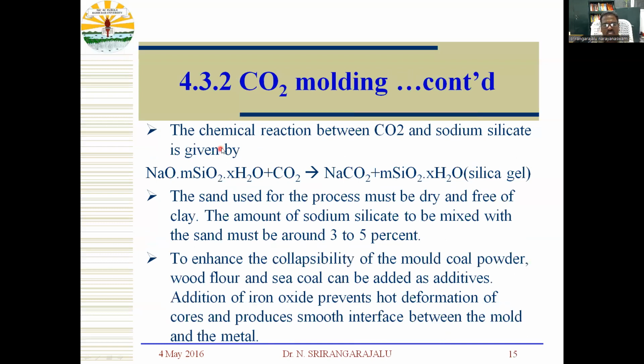The chemical reaction between carbon dioxide and sodium silicate is given by this formula. The sand used for the process must be dry and free of clay. The amount of sodium silicate mixed with the sand must be around 3 to 5%. To enhance the collapsibility of the mold, coal powder, wood flour, and sea coal can be added as additives. In addition, iron oxide prevents hot deformation of pores and produces a smooth interface between the mold and metal.